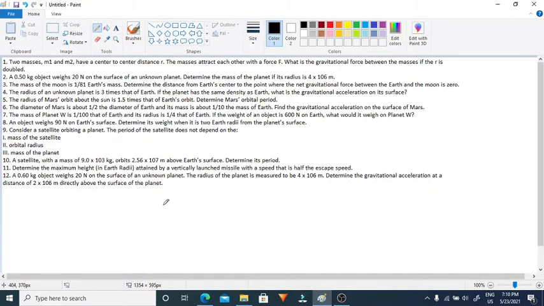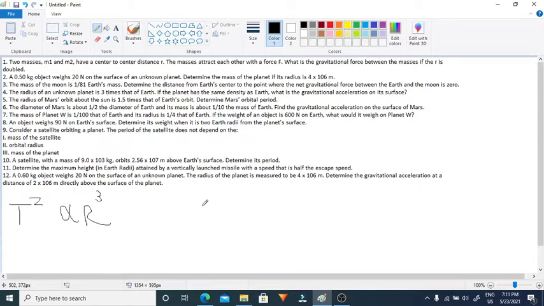Okay, question 5. The radius of Mars' orbit about the Sun is 1.5 times that of Earth's orbit. Determine Mars' orbital period. Okay, so the most simple way to do this is having an understanding of Kepler's law. It's Kepler's second law, I believe. One of Kepler's laws, which is that the orbital period squared is proportional to the radius cubed.